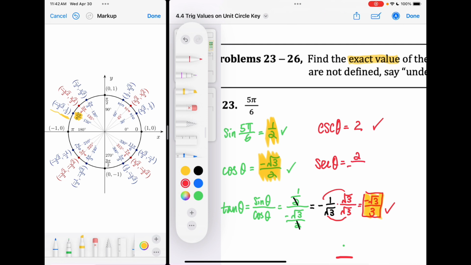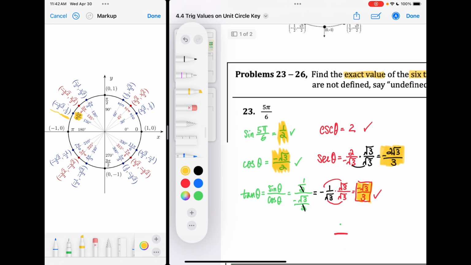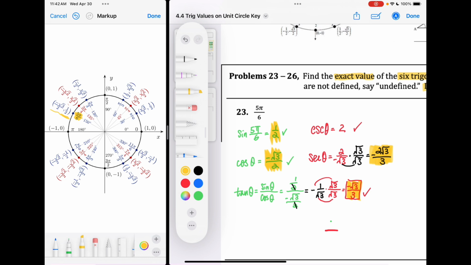When I flip this one, I got 2 over negative square root 3. Now this is correct, but remember, I need to rationalize the denominator with the radical, right? So I'm going to times square root 3 over square root 3. That gives me negative 2 square root 3 over 3. How do I get the perfect answer when we check this on the ACT, right? And that's it. One more to go.